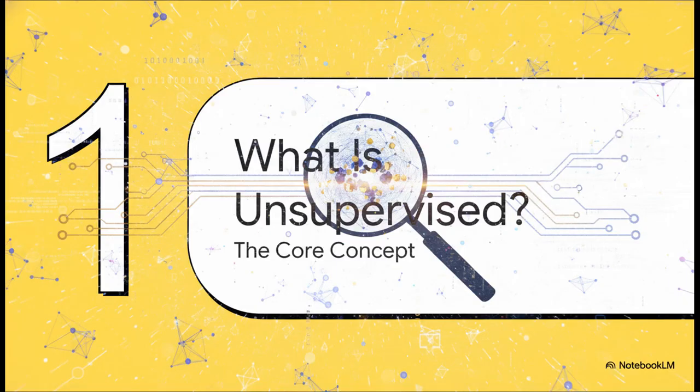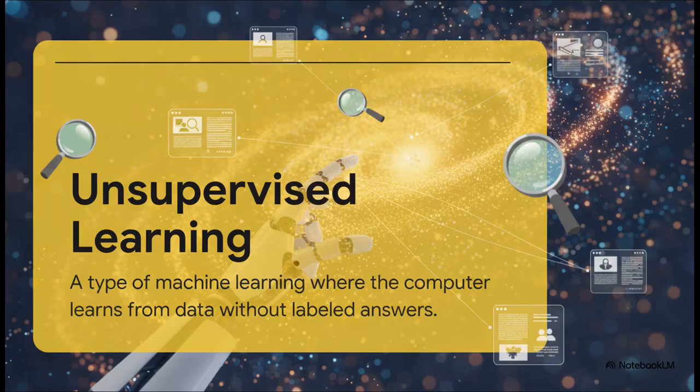Section 1. What is unsupervised learning? Unsupervised machine learning is essentially a type of machine learning where the computer learns from data and finds hidden structures entirely without labeled answers. The absolute crucial point here is that there is zero ground truth given. The system acts as a completely independent explorer. There's no human guidance, no pre-programmed cheat sheets, just the machine, the raw data, and its own mathematical ability to find structure in the noise.